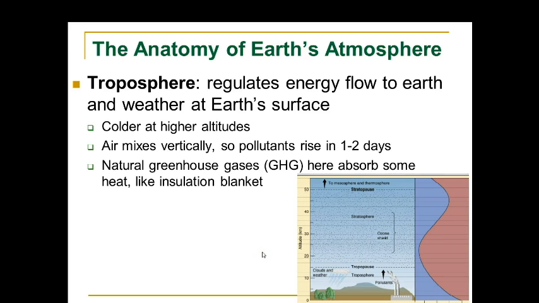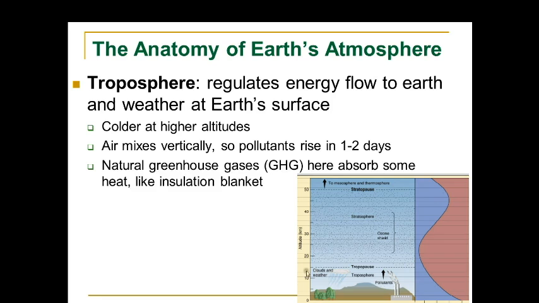If you look at the atmosphere, you have the troposphere, which is near the surface of the Earth. It regulates energy flow and weather at the surface. It gets colder at higher altitudes. Air mixes vertically, so pollutants at the surface rise in 1 to 2 days. And natural greenhouse gases at this level absorb some heat like an insulation blanket.